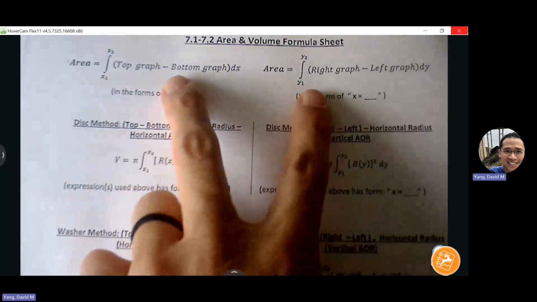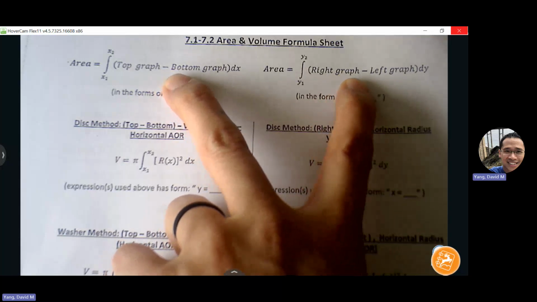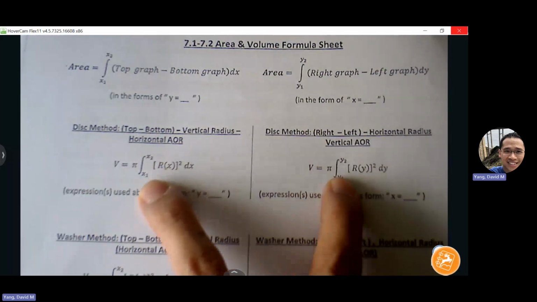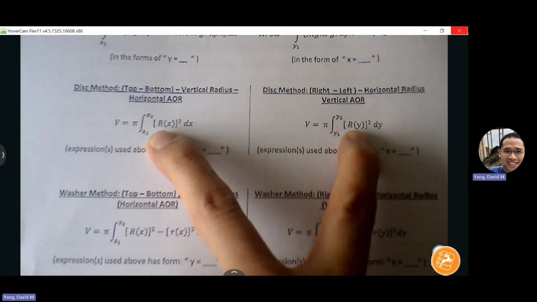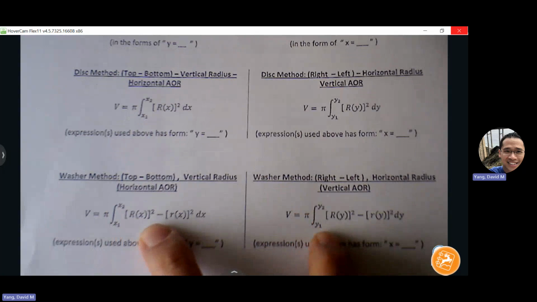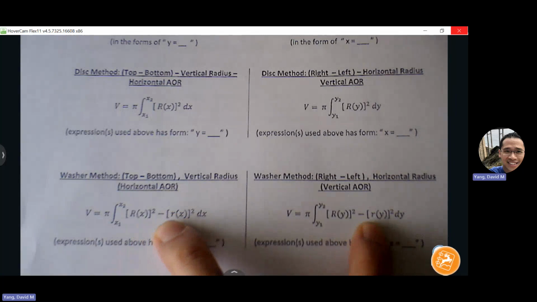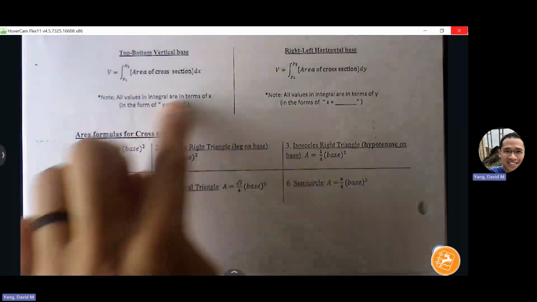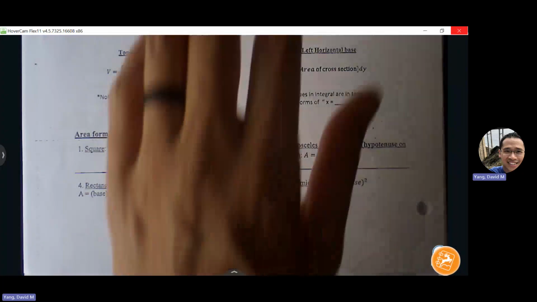We have area, which is top minus bottom or right minus left. There's no squared within our expression. We just find that height difference or the length difference of our rectangle, and that's it. Disk method is if we're rotating around an axis, but there's no gap, so it's just going to be big R squared. And washer method is if there's a gap, and we have to subtract out an additional radius, so it's going to be big R squared minus little r squared. And then tomorrow we'll finish up with cross section, different shapes besides circles.